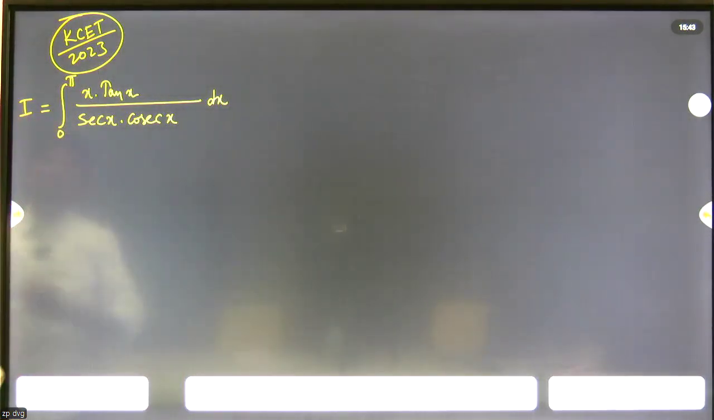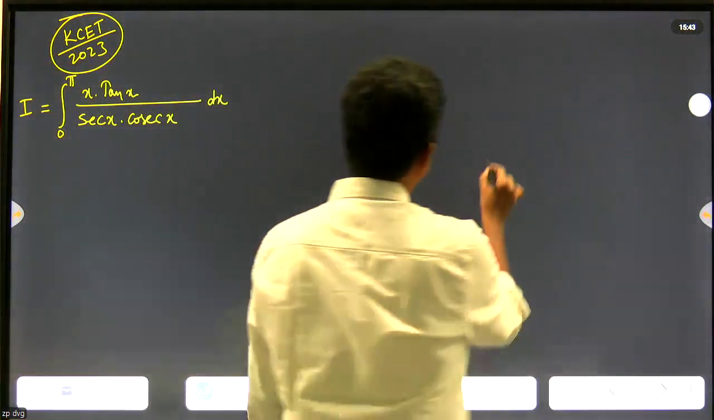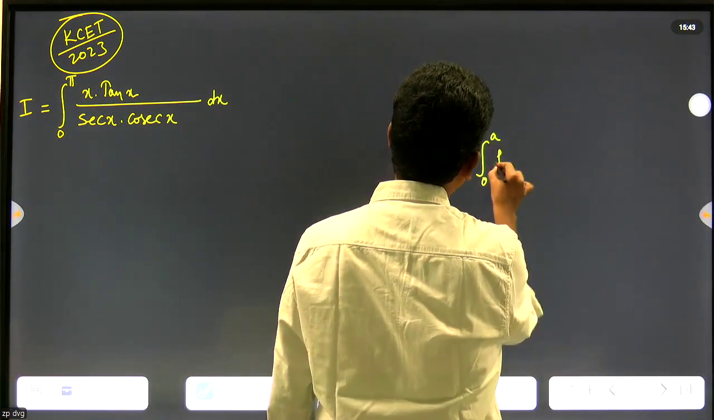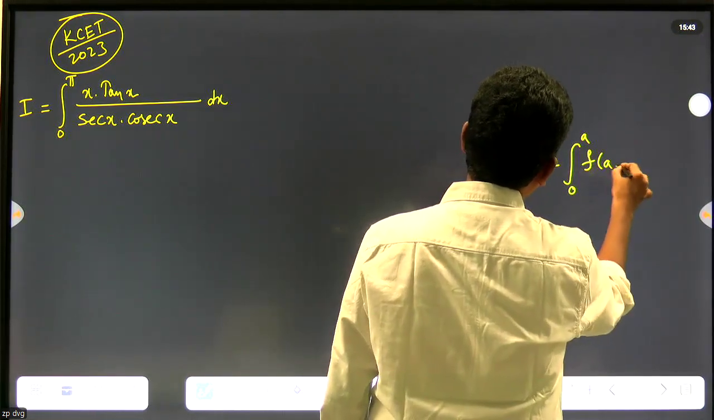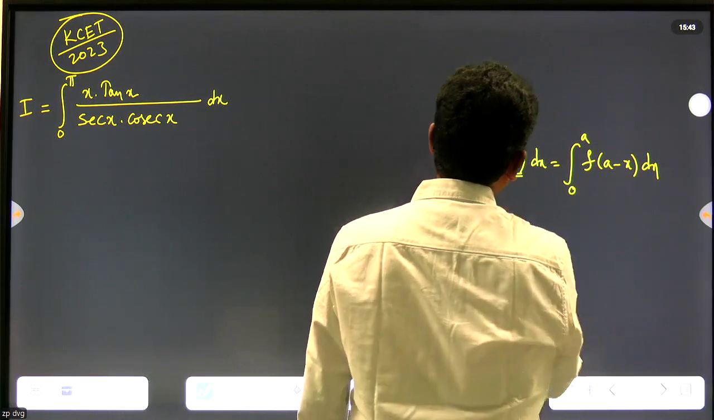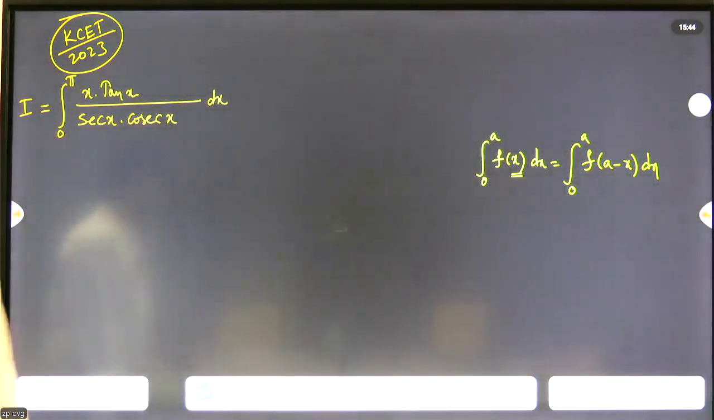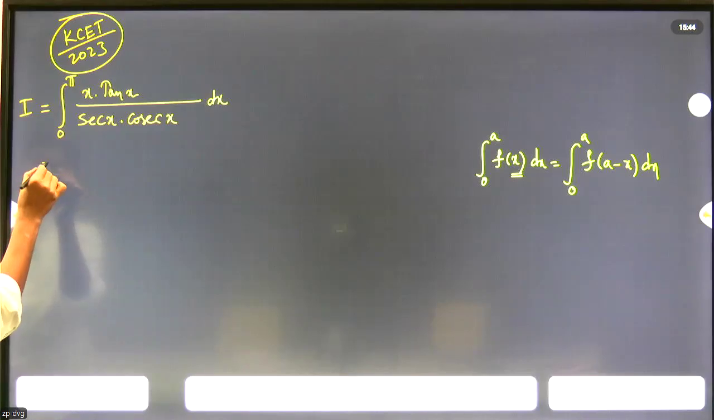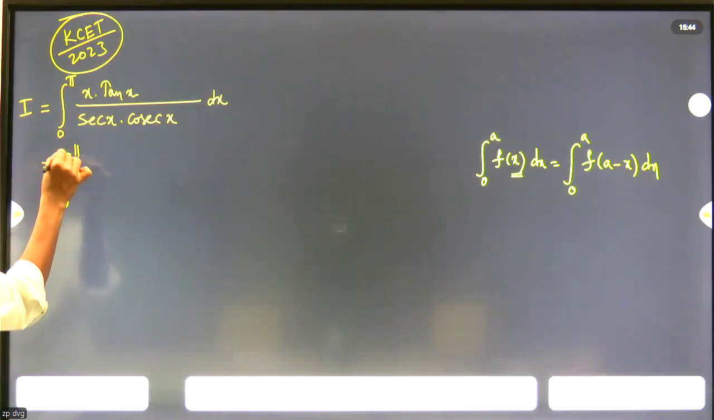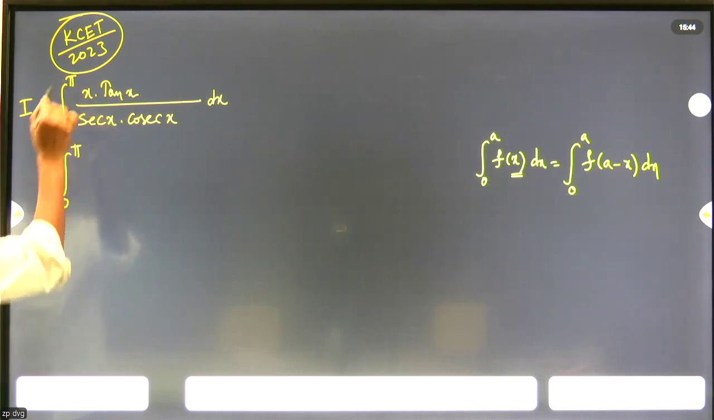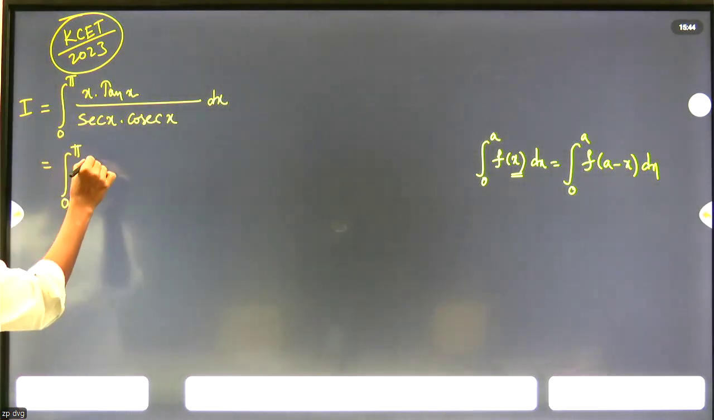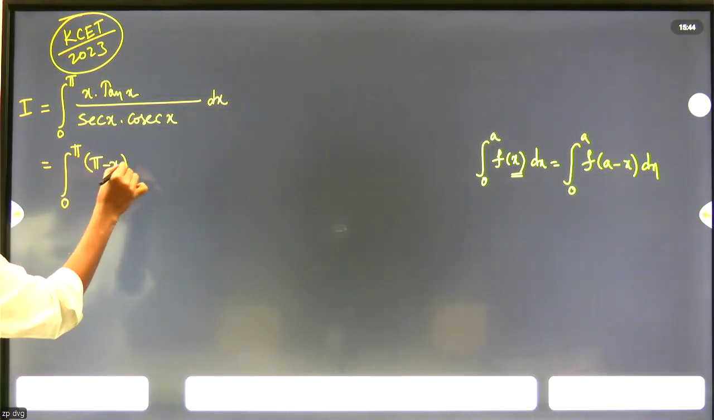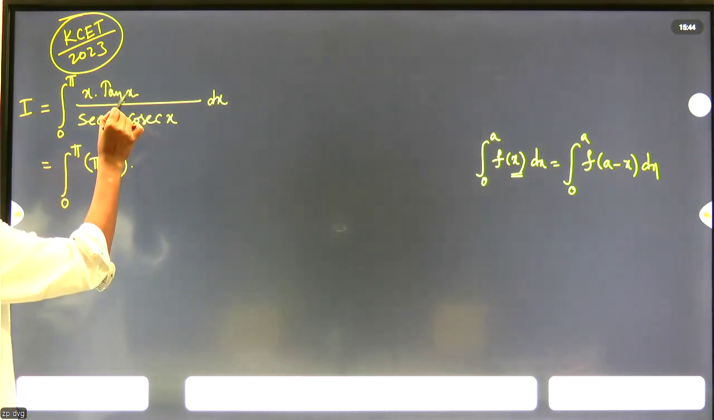Now, you know this formula. What formula? Integral of 0 to a f of x dx can be written as integral of 0 to a f of a minus x dx. Wherever x is there, you can write a minus x. So here, in place of x, I can write a minus x. What is a in this question? A is pi. So in place of x, you write pi minus x.